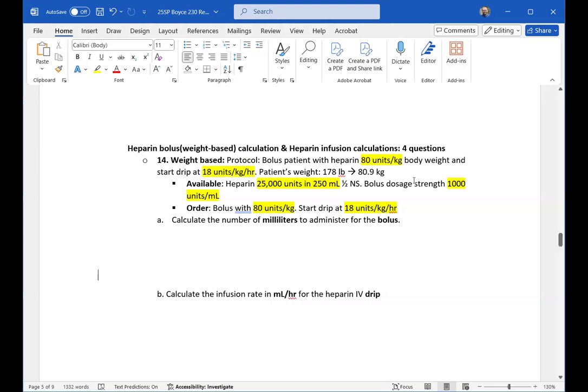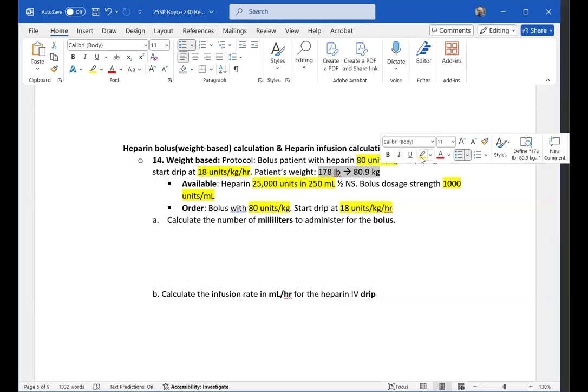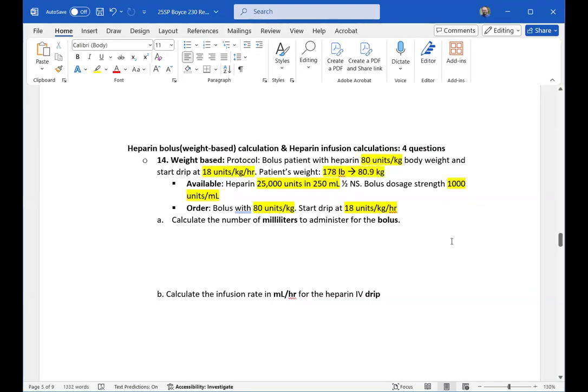All right. So the first thing, and I want to just double check that this is correct, is we want to take the patient's weight in pounds and convert it to kilograms, and it looks like it's already been done. Okay. So 178 pounds to 80.9 kilograms. I just want to make sure that's correct. So 178 divided by 2.2. Okay, so 80.9 kilograms. So we're going to work with that.